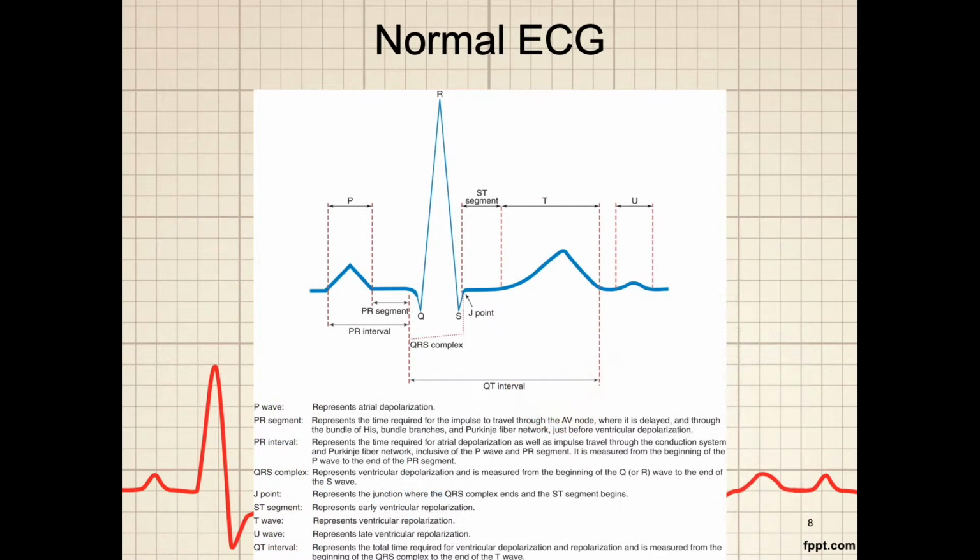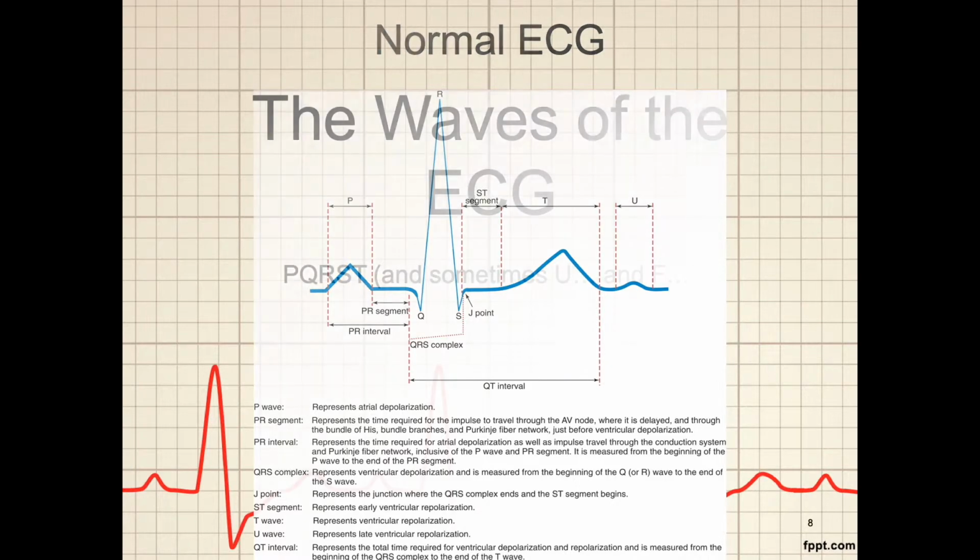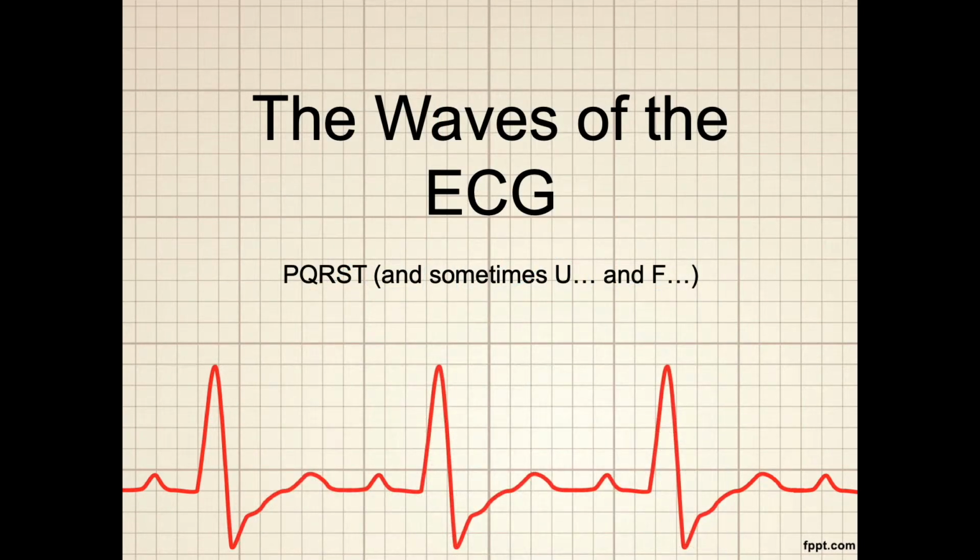So normally, all of that energy traveling from the SA node through the internodal pathways, through the AV node, down the bundles, into Purkinje's fibers, into the ventricles, is represented by a graph that looks very similar to this, where we see these different deflections from the flat line. By the way, that's called the isoelectric line. These different deflections, upward and downward, are known as waves, and they have their own names, and they represent different parts of the electrical activity of the heart. And these deflections are known as the waves of the ECG.